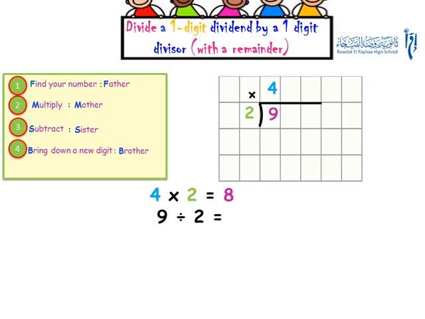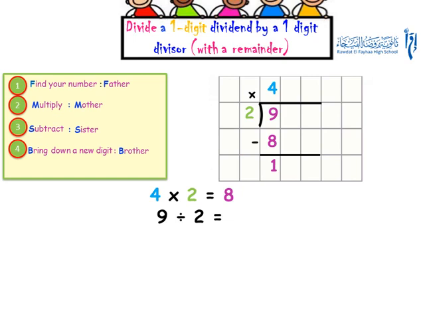Now we move to the second step, which is multiplying. We mean by multiplying that we have to multiply the number that we got by the divisor. 4 times 2 is 8. We write the 8 just below the 9. The third step is to subtract. 9 minus 8 is 1. We check that 1 is less than 2. Now we bring down a new digit.